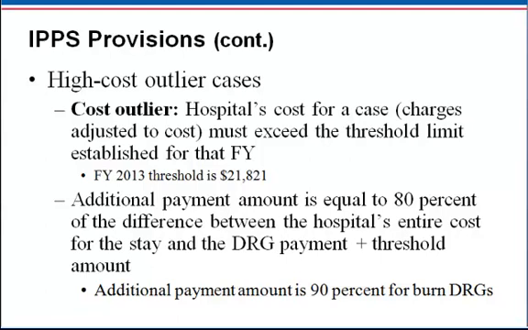However, there are extreme cases, or what we call outliers, for which the costs are very high when compared to the average cost for patients with the same MSDRG. The outlier payment provision provides some financial relief for some of those cases. A cost outlier, as defined, is when the hospital's cost for a case has to exceed the threshold limit established for that year. For 2013, it is $21,821.